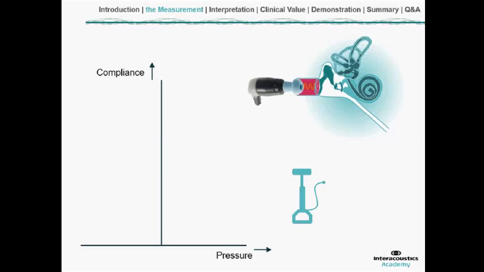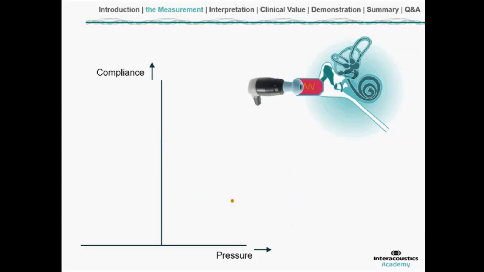Now we take the same measurement as we had before, so you see the dot on the vertical axis, and now we will start using the pump and we will look at what happens to the compliance when the pressure changes in the ear canal. And basically we are moving the pressure up and we see that our dot goes down. So it becomes more difficult for the sound to get into the system.